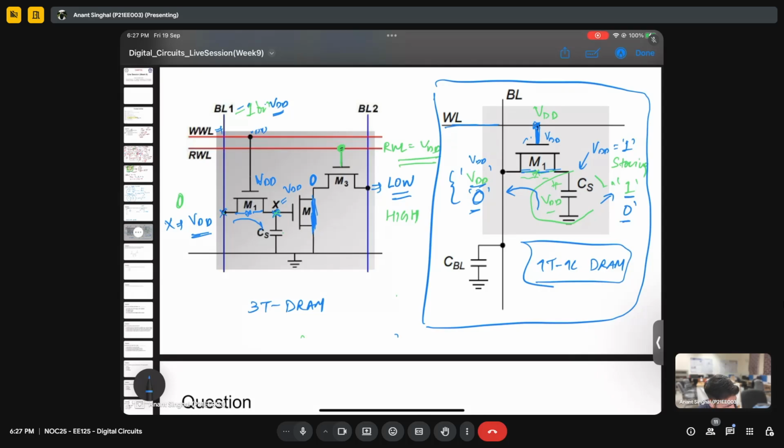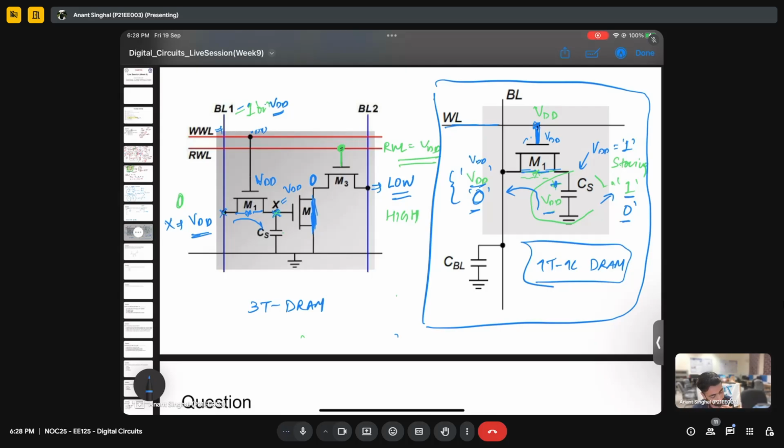If it was VDD and CS was VDD, then no charge will go through M1. So that is what I'm saying, that it is at VDD. So we are reading that it is 1. We are not writing anything. If we send VDD, it remains VDD, meaning it is stored as one. So we are reading. This VDD was already there. You need to understand that difference.